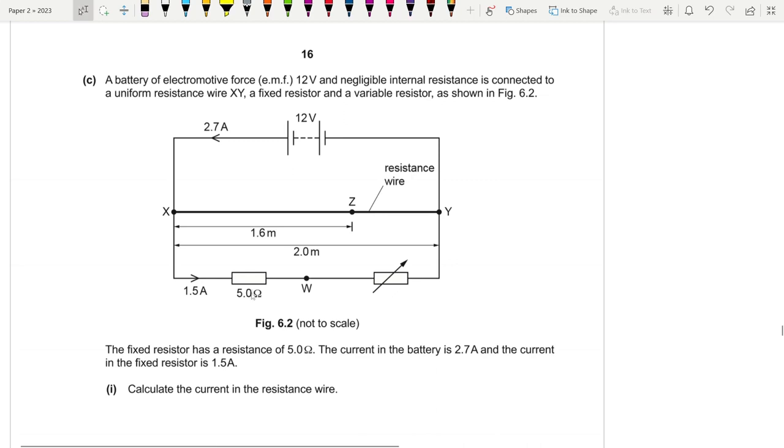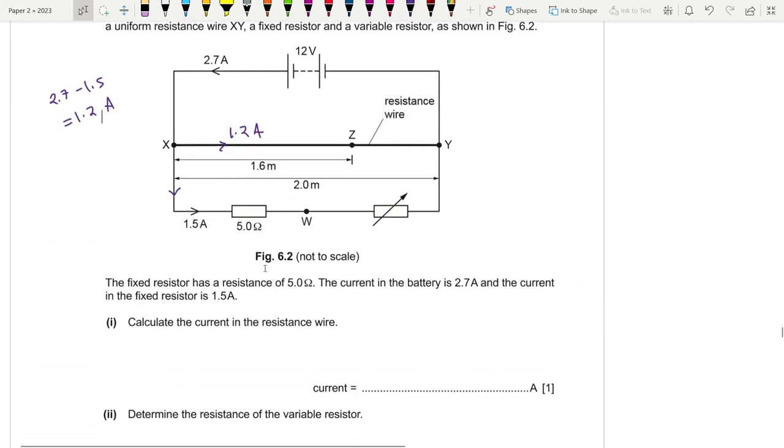Since 1.5 amps are going here, so 2.7 minus 1.5, Kirchhoff's first law, so 1.2 amperes, that's the value going through XY. I just subtracted 2.7 minus 1.5 gives us 1.2. Calculate the current in the resistance wire. So current is equal to 2.7 minus 1.5 amperes, which is 1.2. Great. Determine the resistance of the variable resistor.